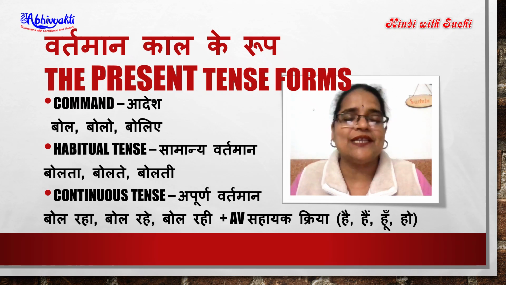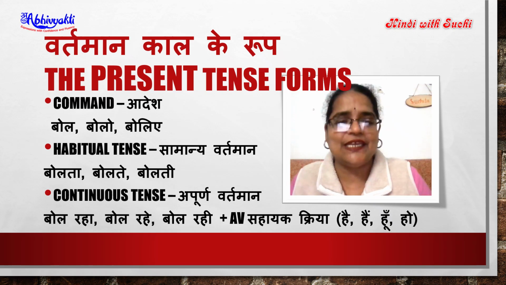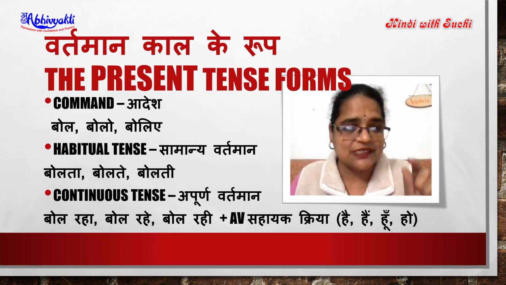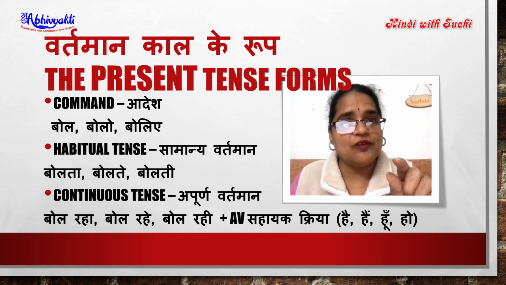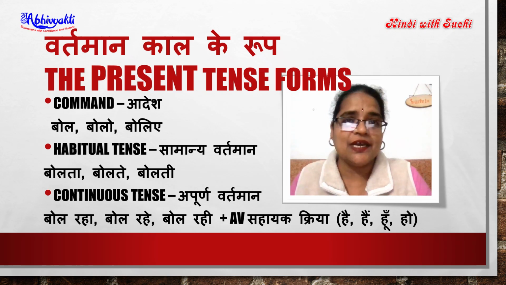Then comes the habitual tense or the simple present tense, Samanya Vartaman Kal. In this form, we use the dental ta, te and ti. Ta, te and ti are added to the stem verb, and we have masculine singular form, masculine plural form and feminine form. So you have bolta, bolte, bolti. Raju bolta hai, गीता बोलती है, हम हिंदी बोलते हैं.